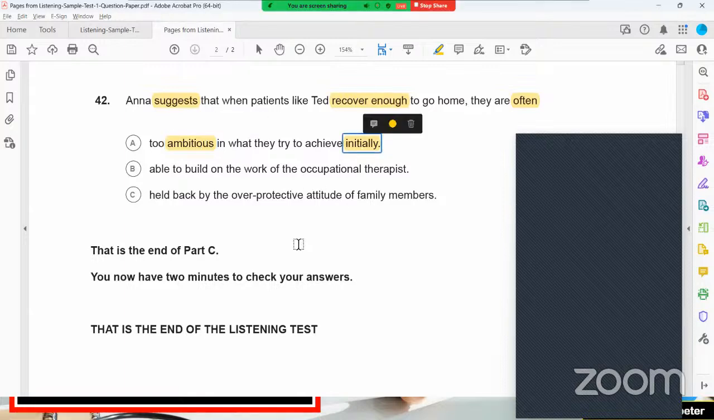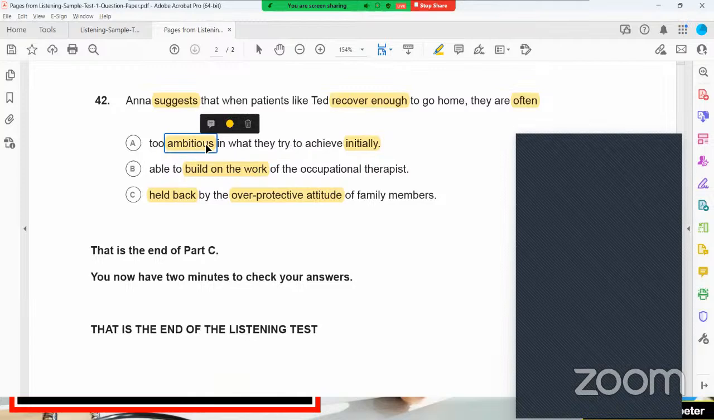Okay, realize the fact. Able to build on the work of the occupational therapist. Able to build on the work means continue on. Held back by the overprotective attitude of the family members. Okay? Held back by the overprotective attitude of the family members. So too ambitious, held back, build on work.